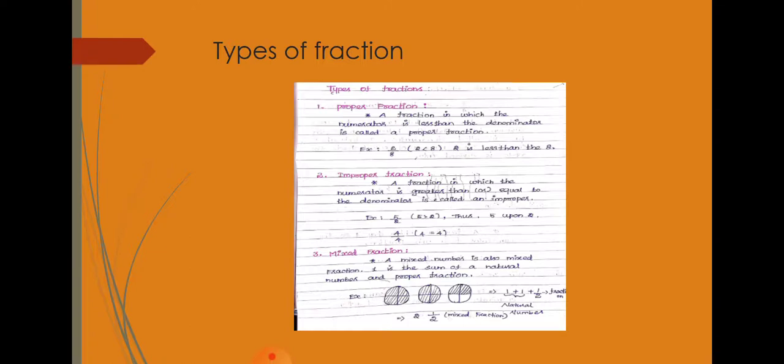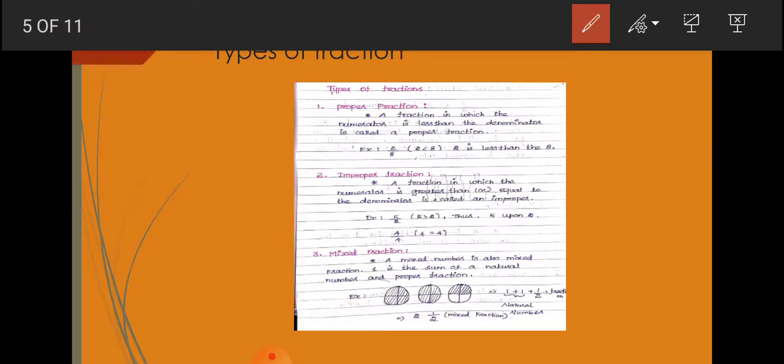Next one, mixed fraction. A mixed number is also called a mixed fraction. It is the sum of a natural number and a proper fraction. Now you see, I have given some example pictures. Here one whole circle I divided into 4 parts, and I colored everywhere, that is a whole circle. So 1. Next one also fully colored, so I have taken 1. Next one is only one circle but only half is colored, so 1 by 2.